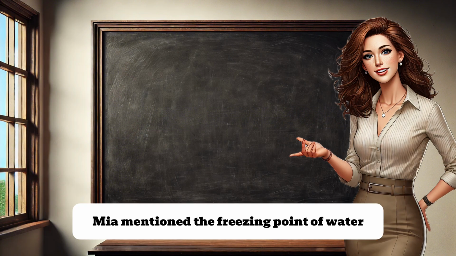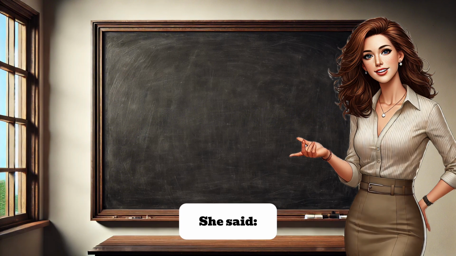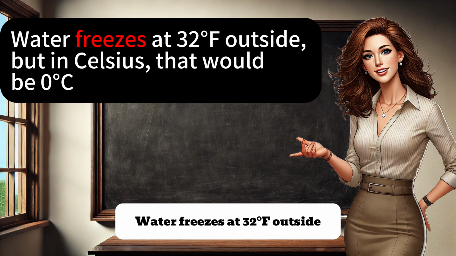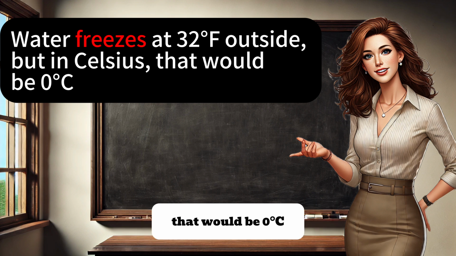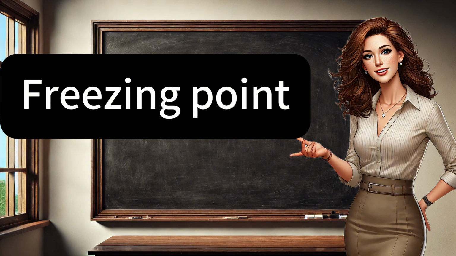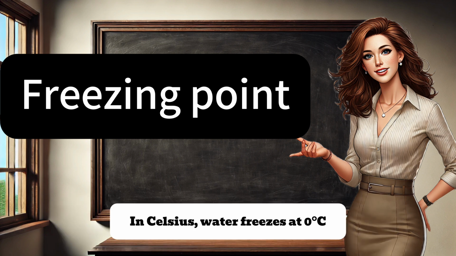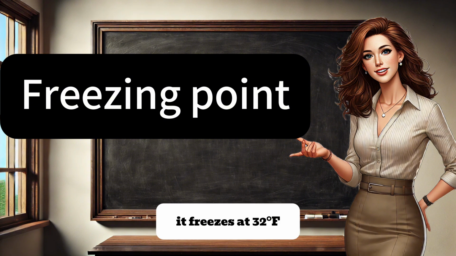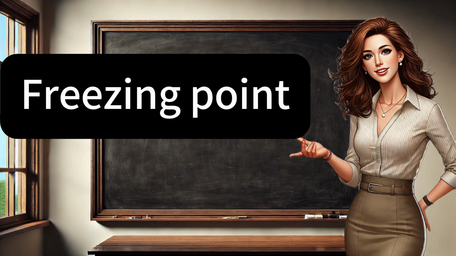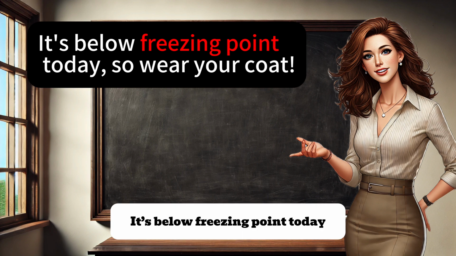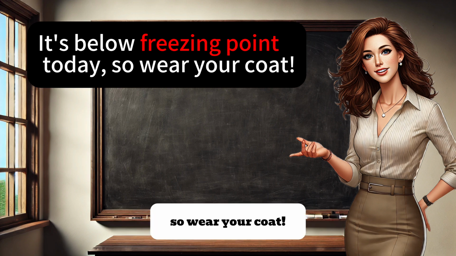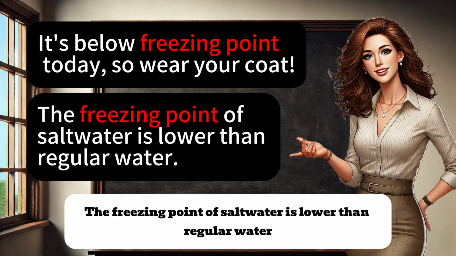Next up, Mia mentioned the freezing point of water. She said, "Water freezes at 32 degrees Fahrenheit outside, but in Celsius, that would be 0 degrees Celsius." Freezing point. The freezing point is the temperature at which water turns into ice. In Celsius, water freezes at 0 degrees Celsius, and in Fahrenheit, it freezes at 32 degrees Fahrenheit. Here's another example: it's below freezing point today, so wear your coat. Or, the freezing point of salt water is lower than regular water.